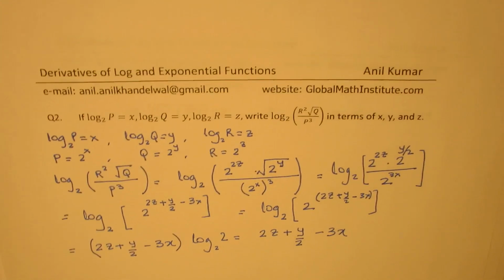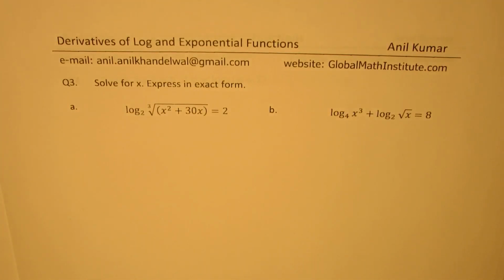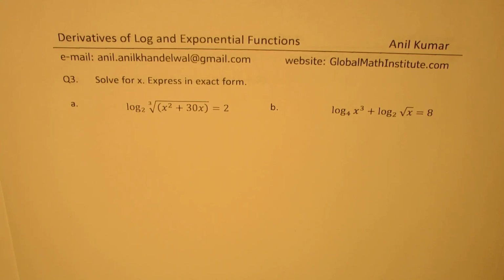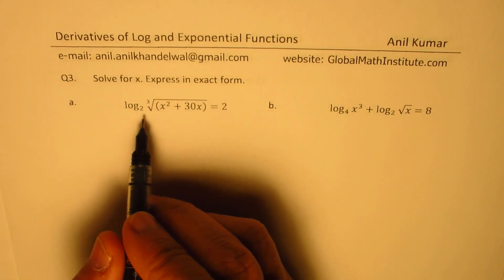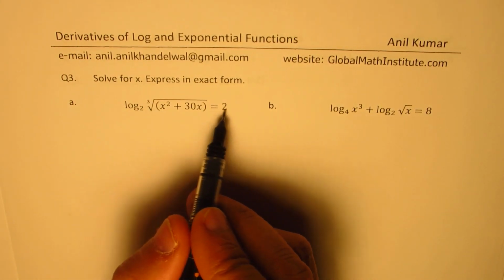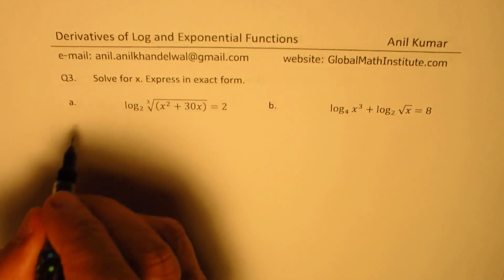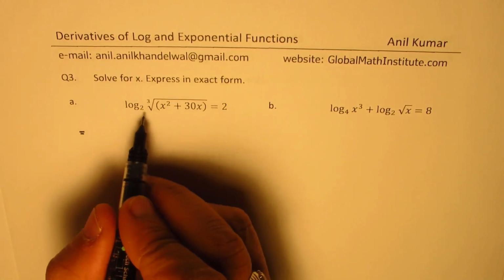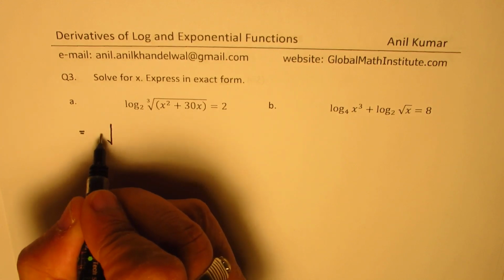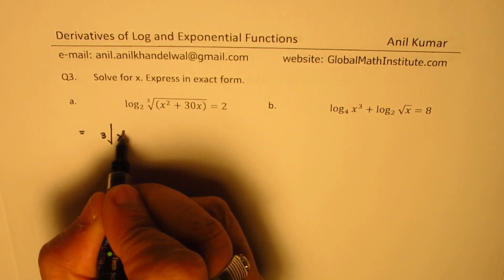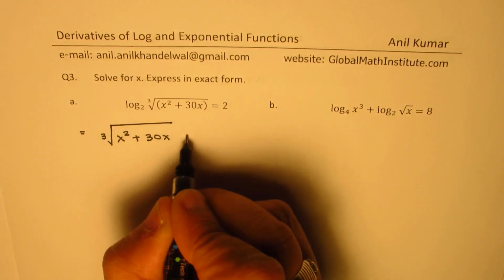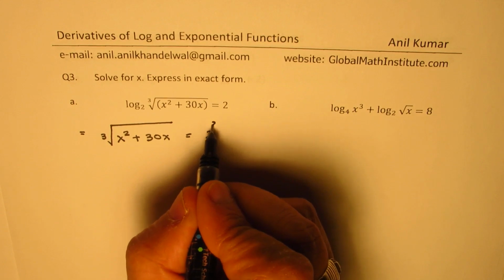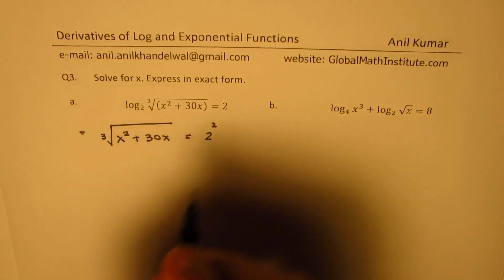Okay, let's move on and take the next question, which is question number 3. Solve for x expressed in exact form. So we have log to the base 2 of cube root of x squared plus 30x is equal to 2. We can rewrite this in exponential form: cube root of x squared plus 30x is equal to 2 squared, right? Which is 4.